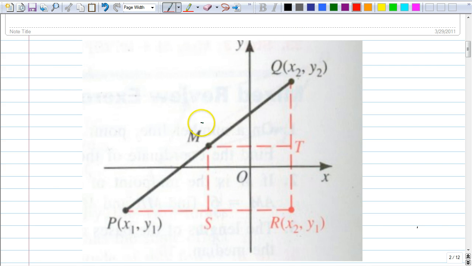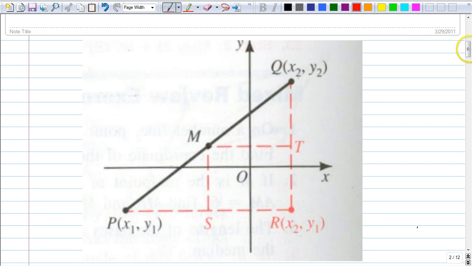What about MS and QR? They're also parallel. Do you see how this point R is (x sub 2, y sub 1)? Because PR is horizontal, and since they're parallel, what must they have in common? The same y coordinate. And since QR is a vertical line, what must they have in common? The x's. That's why it's (x sub 2, y sub 1). You see how that works out? So if M is the midpoint and MT is parallel to PR, we know something about T.